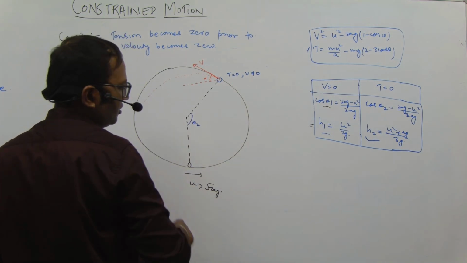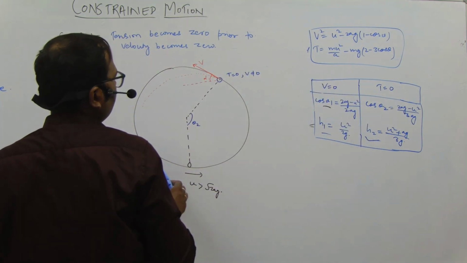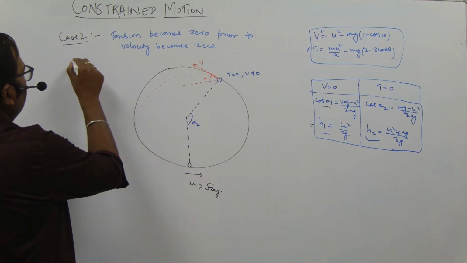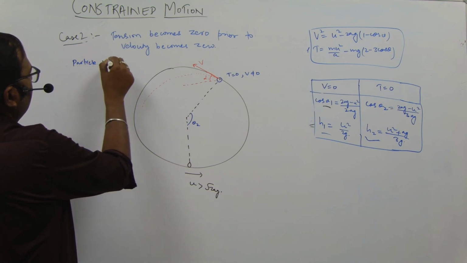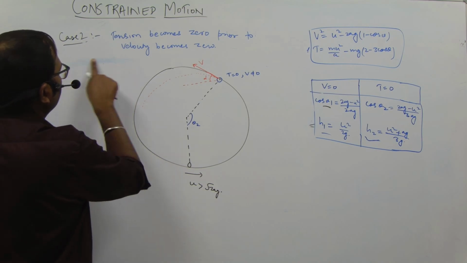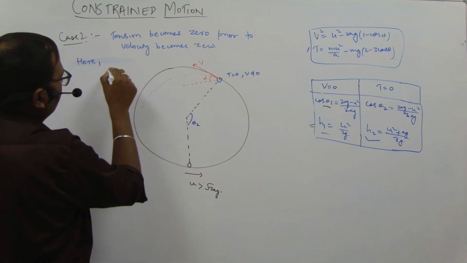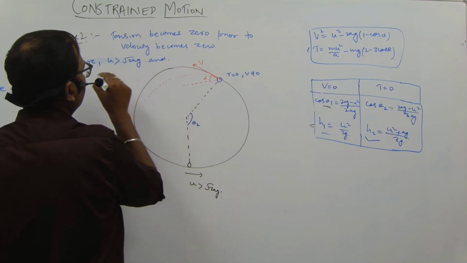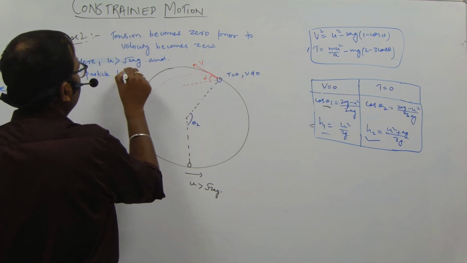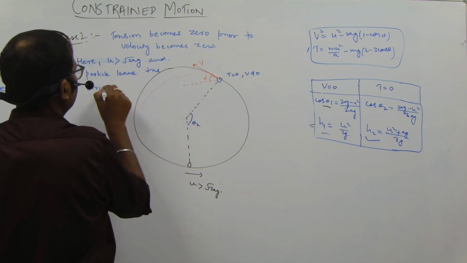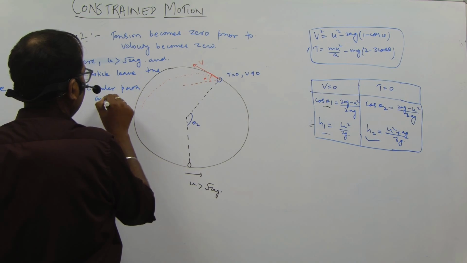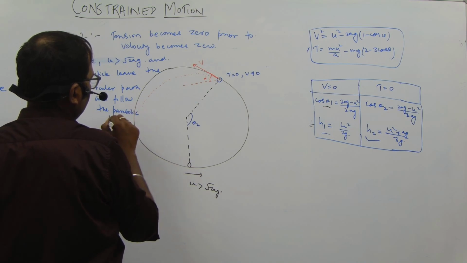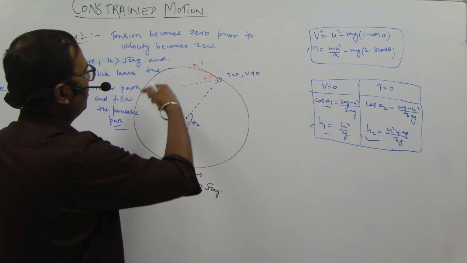Let us write down the conclusion here. In this particular case, where u is greater than root under 2ag, the particle will leave the circular path and follow the parabolic path. So it will follow the parabolic path like this.